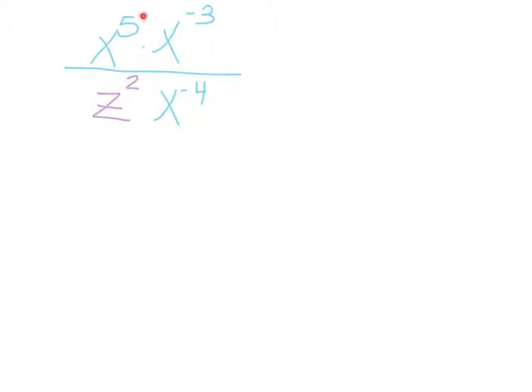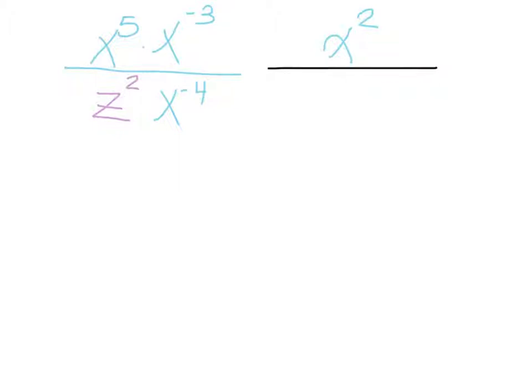So let's simplify the top part first. I see that I have a common base, x and x, and I'm multiplying, so that means that I can add my exponents. I have 5 plus negative 3. That gets me x squared. And then I'm just going to rewrite my denominator. So I have z squared times x to the negative fourth.